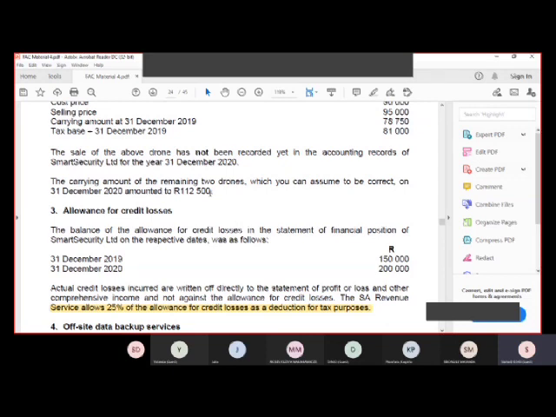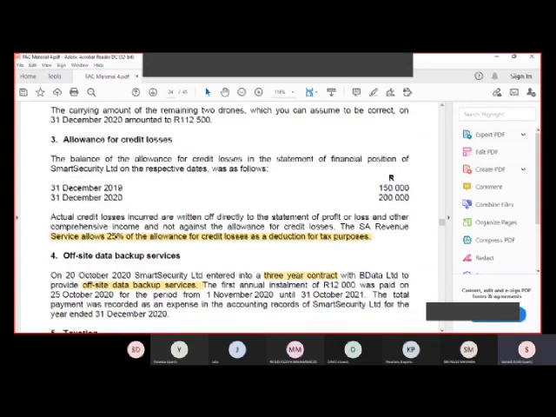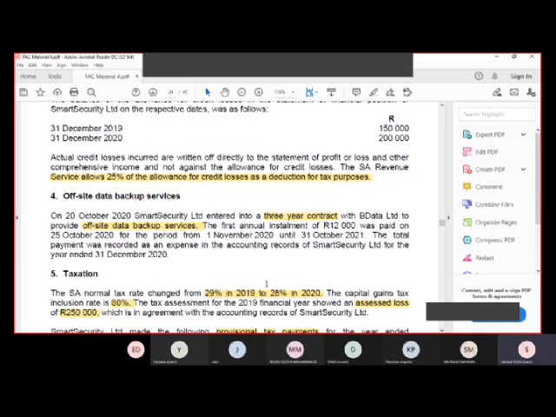Allowances for credit losses. The balance of the allowance for credit losses in the statement of financial position of Smart Security on the respective date was as follows. 31 December 2019 is this much. 31 December 2020 is this much. And then actual credit losses incurred are written off directly to the statement of profit and loss and other comprehensive income. The actual ones are written off directly in the statement of comprehensive income and not against the allowance for credit losses. The SA Revenue Service allows 25% of the allowance for credit losses as a deduction for tax purposes. Okay.